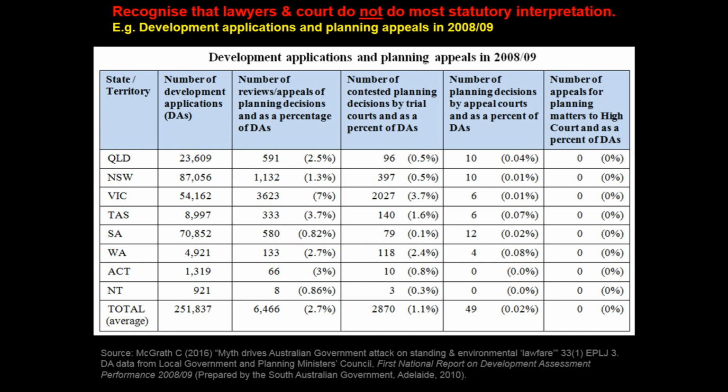I was really interested in, a few years ago, a report that came out from the Local Government and Planning Ministers Council, the first national report on development assessment performance. And what they did was they gave, see the 2 columns on the left by state, the total number of development applications in each state. And then they gave the number of reviews in the state. And it was the first, and I think the only report nationally that actually looked at that.